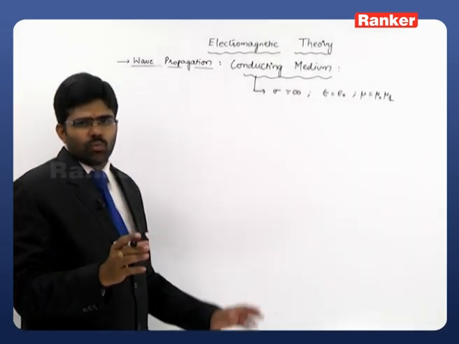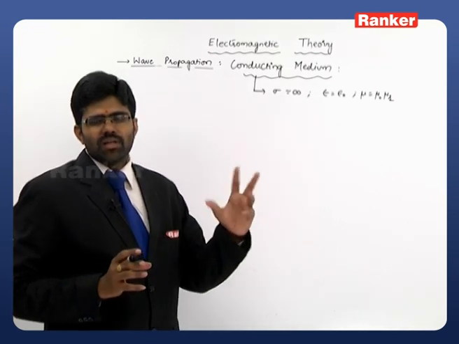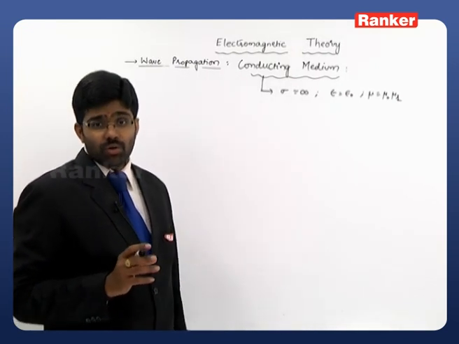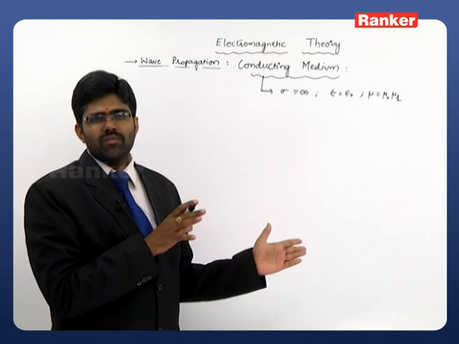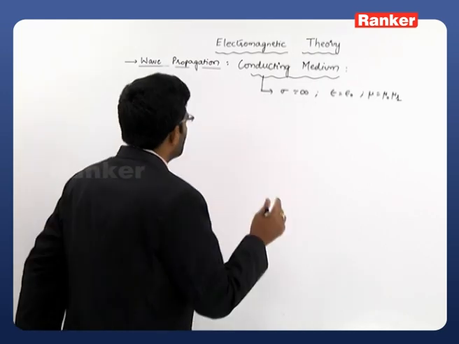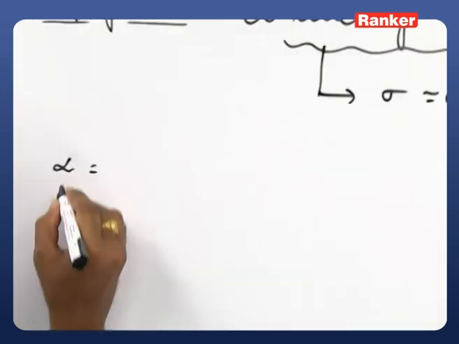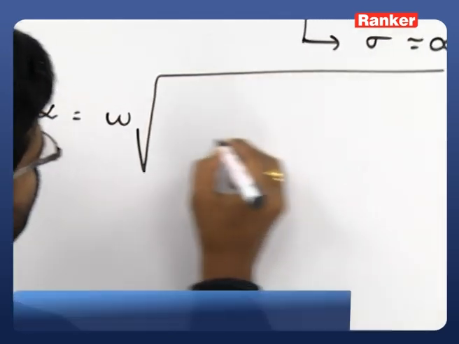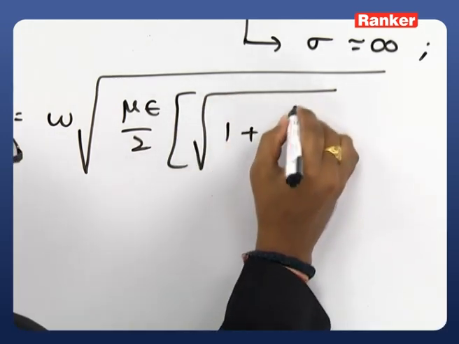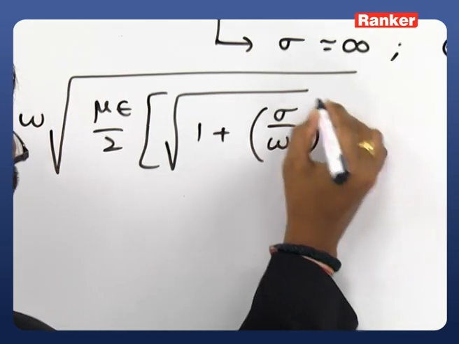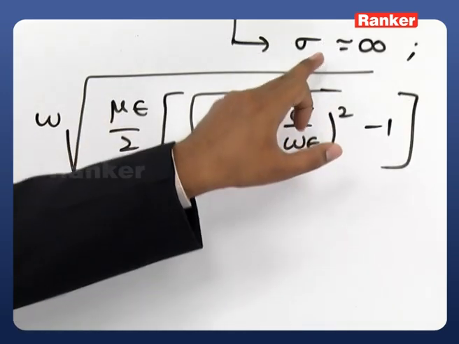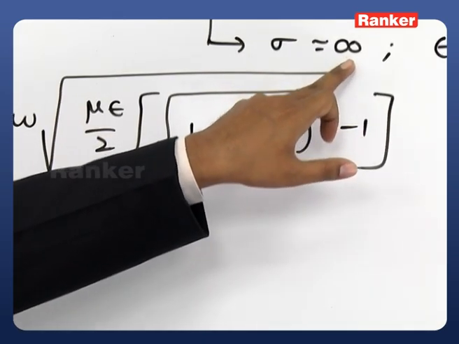Now what we have to do is vary all those equations we have, but here the important quantities are just alpha and beta. I will take those alpha and beta and try to modify them, but don't go for the basic equation of gamma. If you take the basic equation of gamma, it may not be possible to get the solution. So I will take the equations of alpha and beta that we learned earlier. Alpha is equal to omega under root mu epsilon by 2 under root of 1 plus sigma by omega epsilon whole square minus 1. So this is the equation of alpha. Now we are taking sigma as approximately infinite. Infinite means a very, very high value, right?